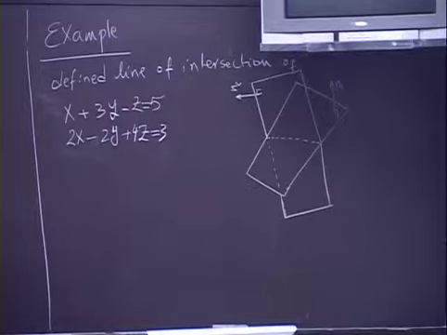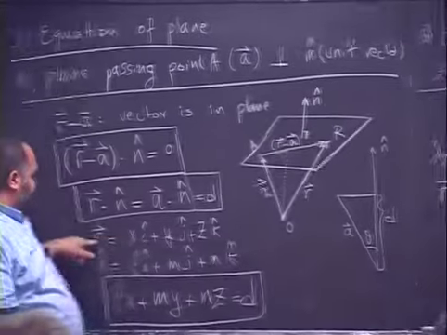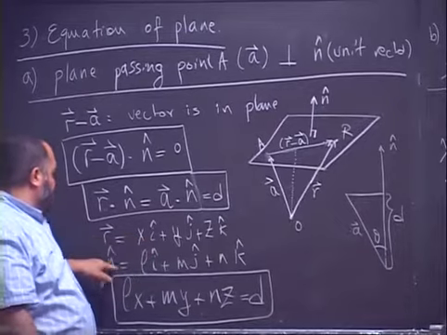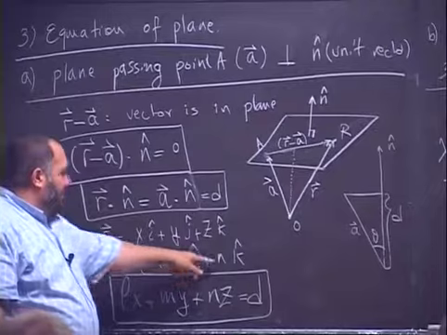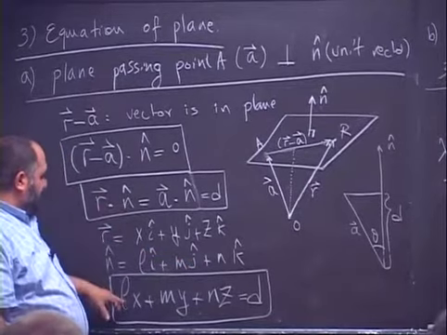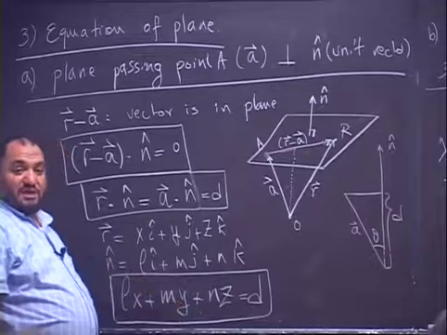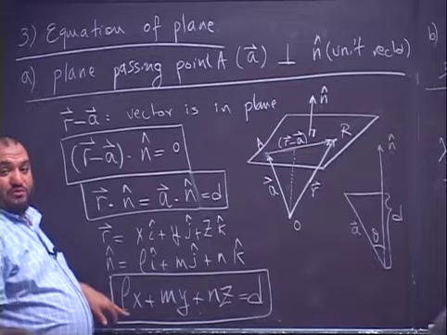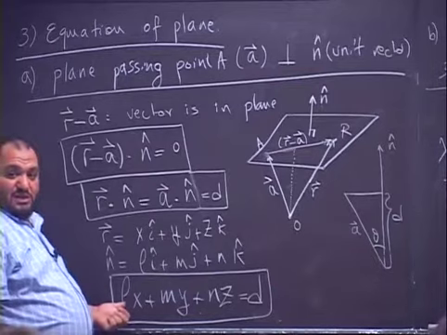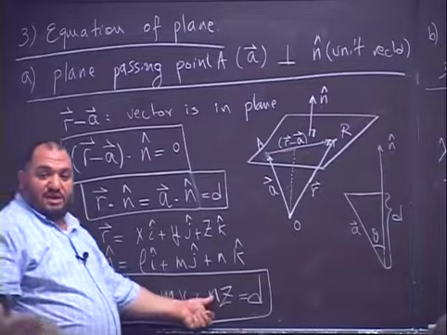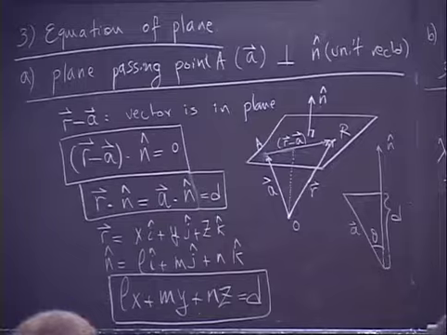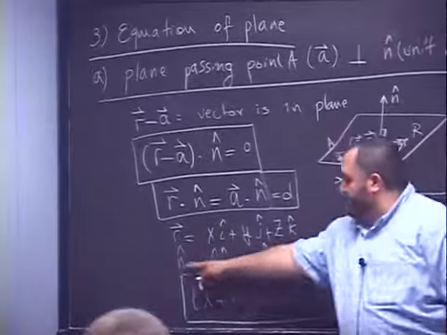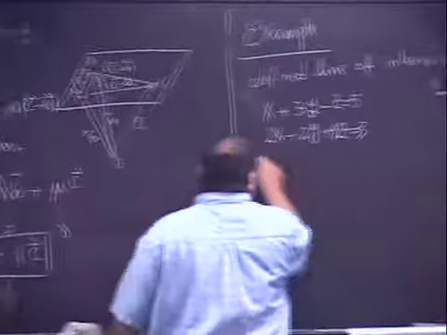Now, from this definition here, I just give it to you. R dot n equal to d. If r equal to x i, y j, z k, and n, normal is l i, m j, n k. And if you dot product both, this will give you lx, my, nz equal to d. So from the equation of the plane, the components of n will be just what? L, M, and N. So what's the equation for the normal N1? This is the equation for the normal N1. L, M, N. Yes? So what's the equation for N1?